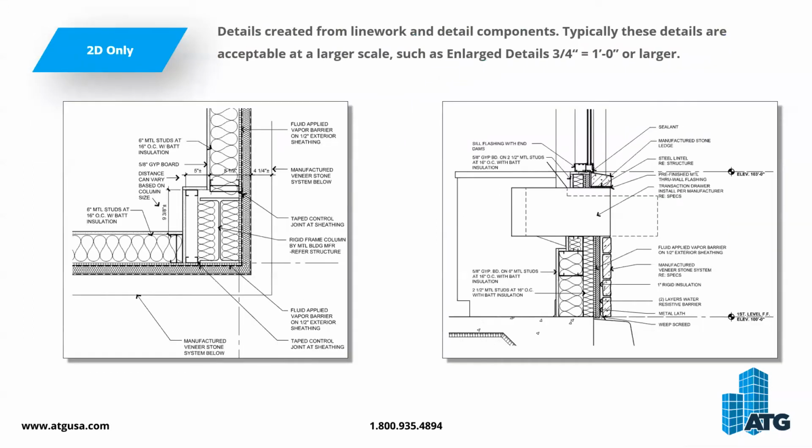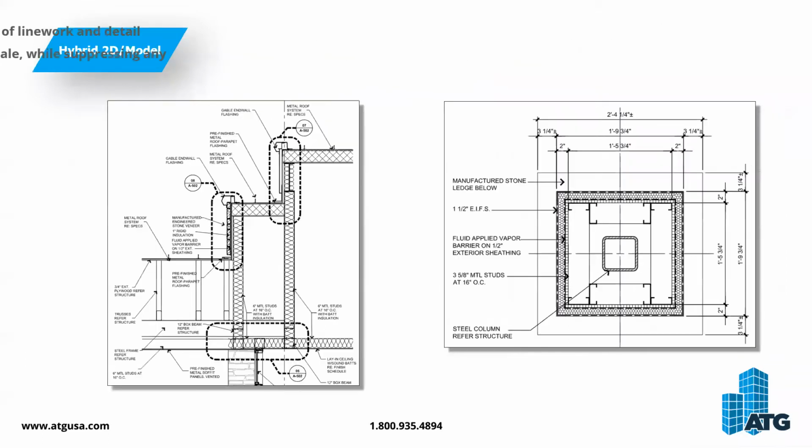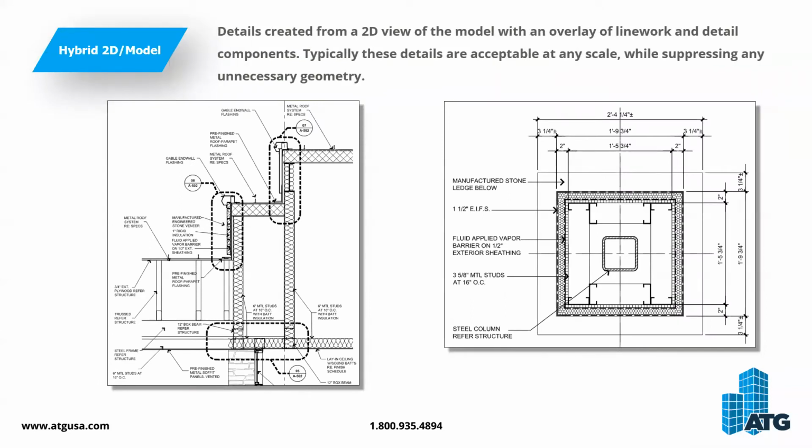2D only details are details created from line work and detail components only. Usually these are details that are your company standard details, drafting views, or imported AutoCAD geometry. Hybrid details are details created from a 2D view of the model with an overlay of line work and detail components.